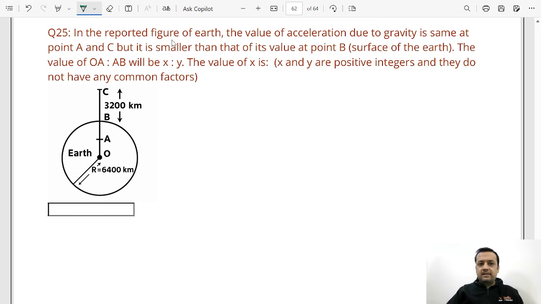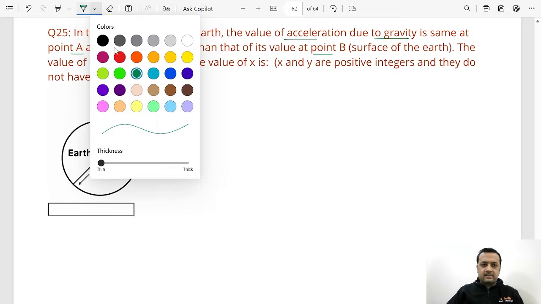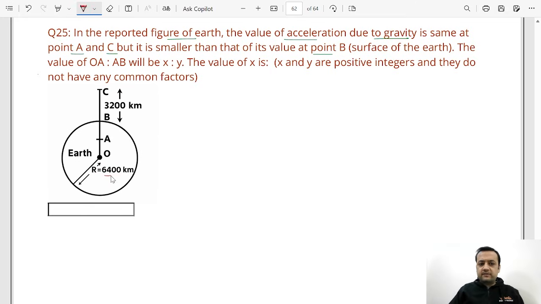In the reported figure, the value of acceleration due to gravity is the same at points A and C, but it is smaller than the value at B. We have to find OA is to AB. Let us first understand the question. Let us say the radius of the earth is r, which is given. C is chosen at a distance of r by 2 above the surface. So OC will become 3r by 2, because this is r plus r by 2.